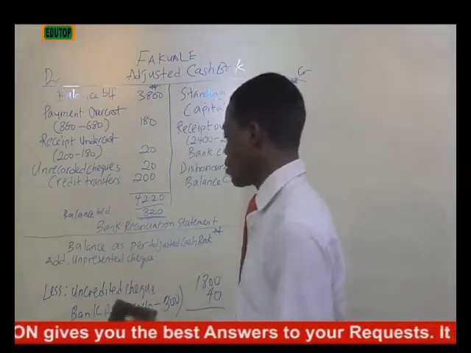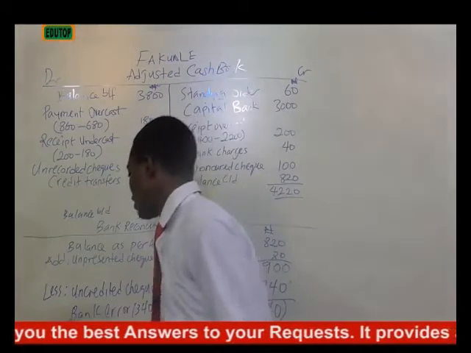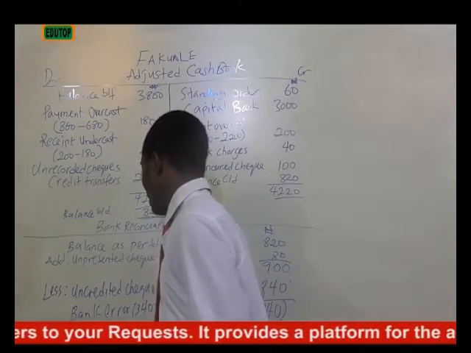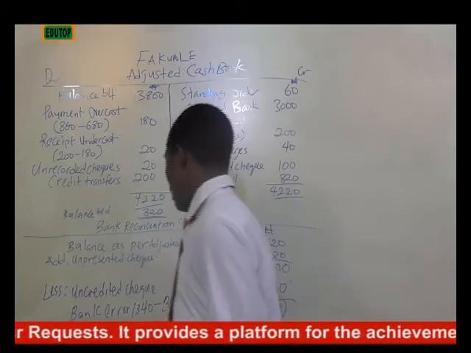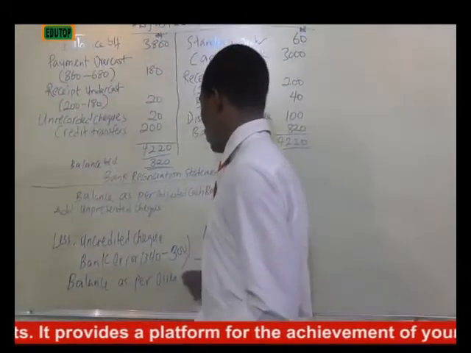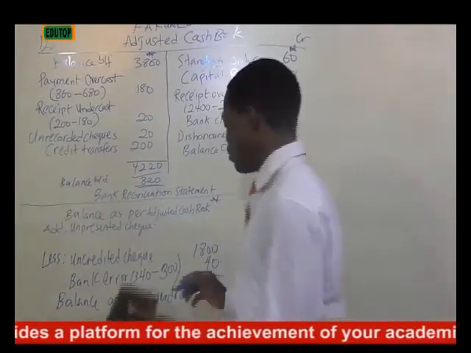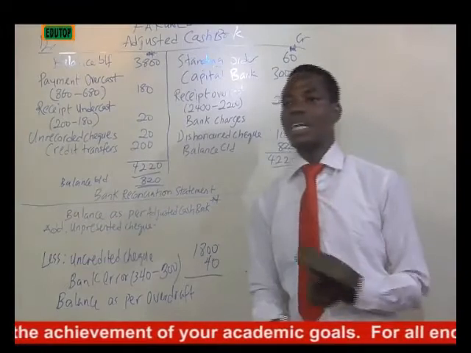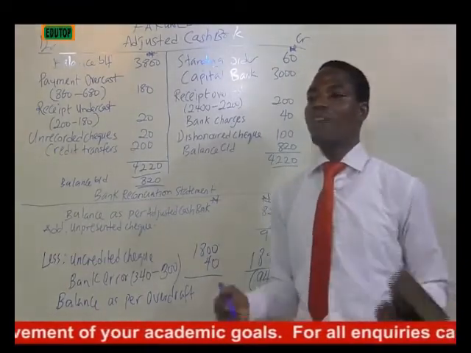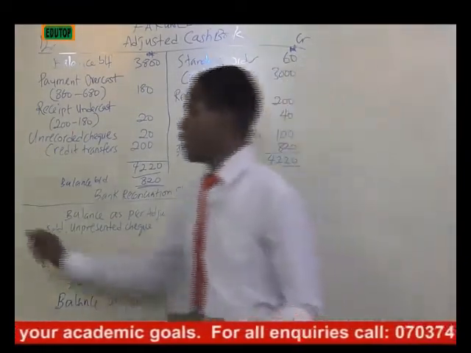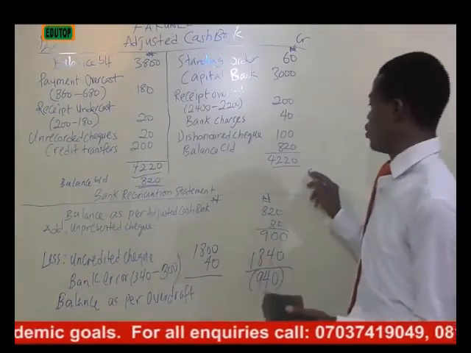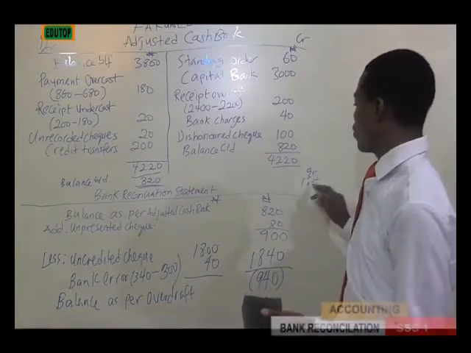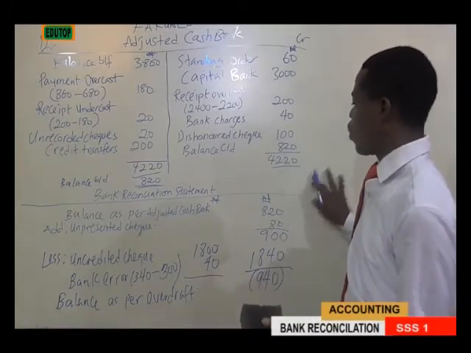So instead of writing bank statement, you just write balance as per overdraft, because it is an overdraft. That means Fakunle has withdrawn more than he has in his bank account. Take for example, you have 900 and you withdraw 1,800. So you are having an overdraft of 900. That's what we call overdraft.